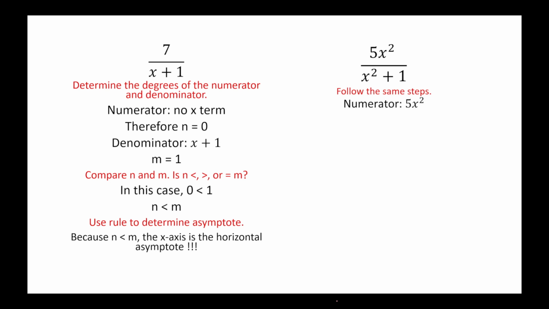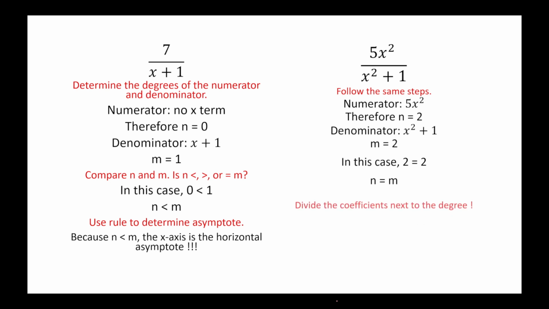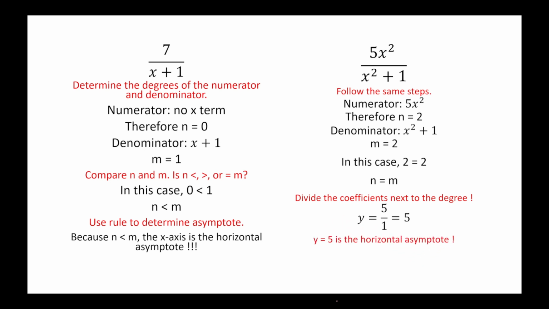Our numerator is 5x squared. Our degree is 2. Okay, so n equals 2. For our denominator, our greatest exponent is 2 also. Okay, what does that mean? Well, our n and our m are equal to each other. So this is the special case in which we have to do an extra step to figure out our asymptote. We have to compare the coefficients, the numbers that are being multiplied by these variables with the degrees. So we're going to do 5 divided by 1. That means our horizontal asymptote is y equals 5.